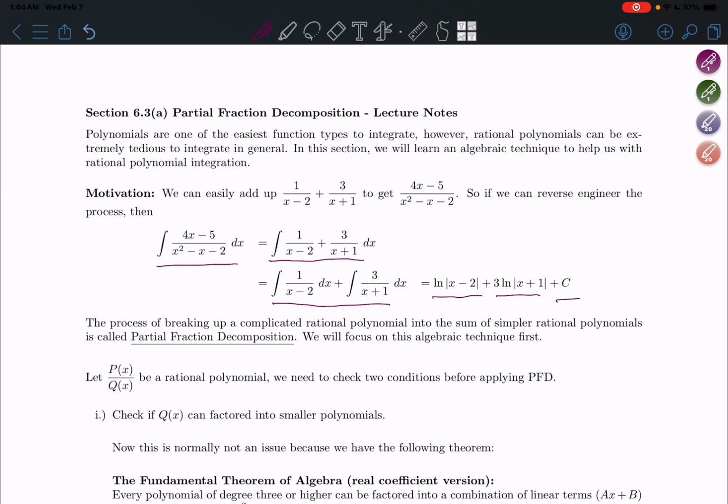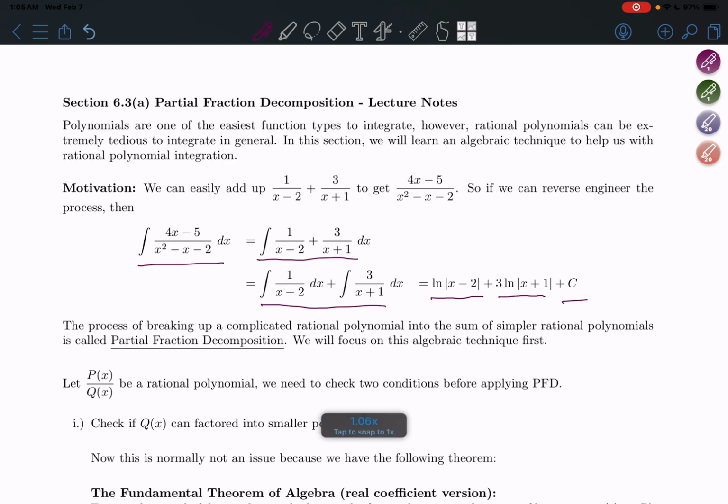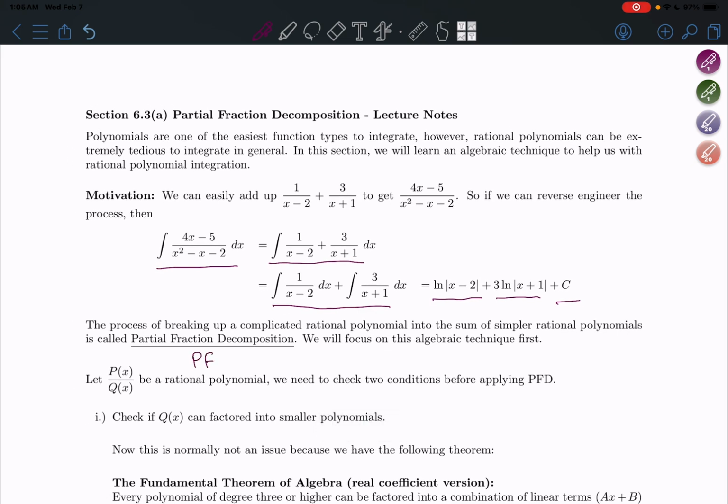And this process of taking a complicated rational polynomial into the sum of simpler rational polynomials is called the partial fraction decomposition. Because of how long this phrase is, I'm going to abbreviate it to PFD for the remainder of this section. I will still say it, but on the notes it says PFD. Yeah, that's a lot of letters. Okay, so again, in this first half of the lecture, we're going to focus on the technique.